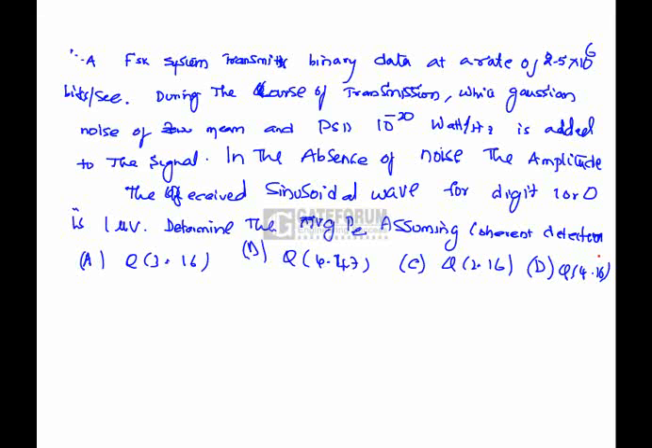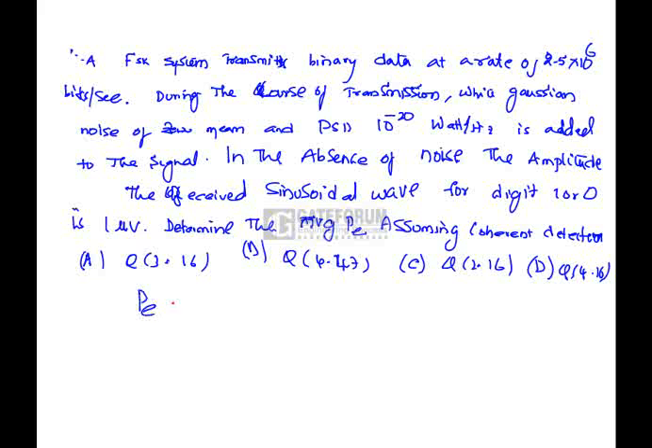Question is, an FSK system transmits binary data at a rate of 2.5 into 10 power 6 bits per second. During the course of transmission, white Gaussian noise of 0 mean and power spectral density of 10 power minus 20 watts per hertz is added to the signal. In the absence of noise, the amplitude of the received sinusoidal wave for digit 1 or 0 is 1 microvolt. Determine the average probability of error assuming coherent detection.